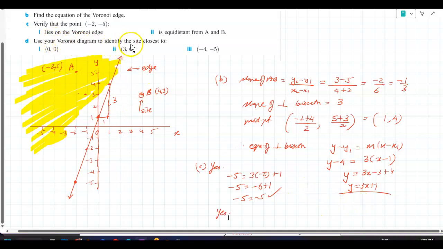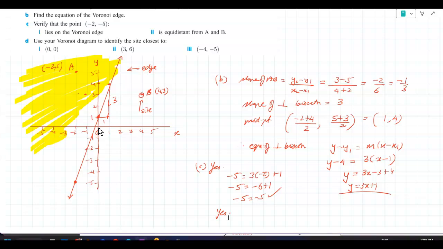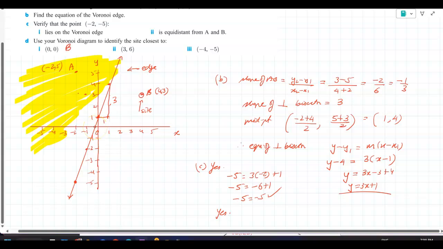Use your Voronoi diagram to identify the side closest to 0, 0. So 0, 0 is here. Which side is closest to 0, 0? Which region does it lie in, A or B? B. 3, 6. B. Minus 4, minus 5. A. You have to see it. Minus 4, minus 5 is A. But you always check it. You can't just say it.